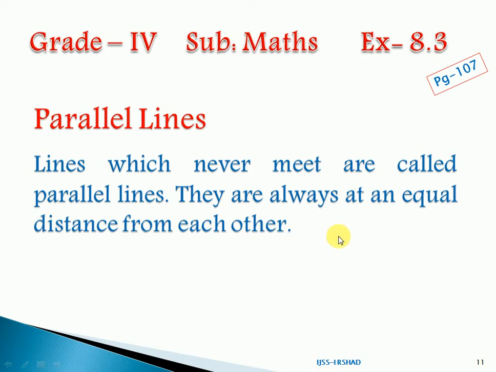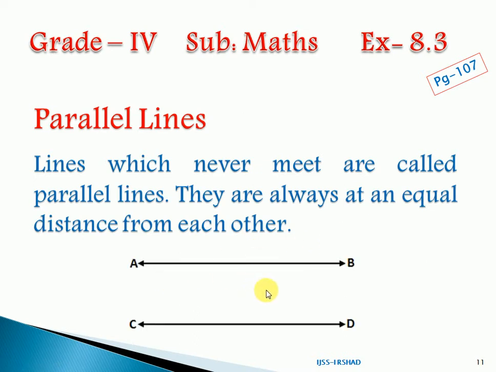You can see this diagram, here two lines are there, AB and CD. They will never meet each other and they will maintain equal distance from each other everywhere. Like here if you see at this point, the same distance is maintained here and the same distance is here. So at each point these two lines will maintain an equal distance. So these lines are said to be parallel lines. So we can say line AB is parallel to line CD.